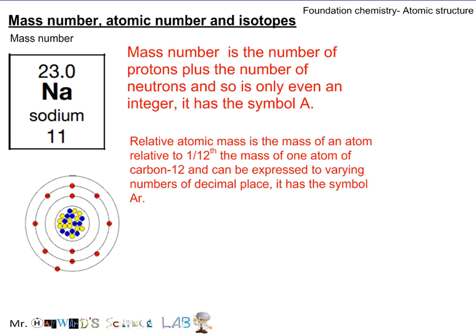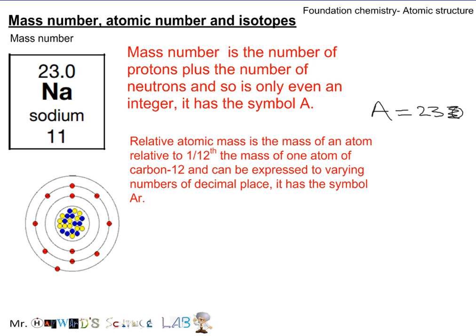Now we're going to look at the mass number. There's two definitions of mass number here if you have a look. You've got the mass number and the relative atomic mass. So if you take the mass number to start with, the mass number looks at the number of protons added to the number of neutrons within the atom. Because you can't have half of a proton or a neutron, it's always going to be a full number, or an integer. And it has the symbol A. So the A of sodium is 23. You wouldn't write 23.0 because you can't have decimals.